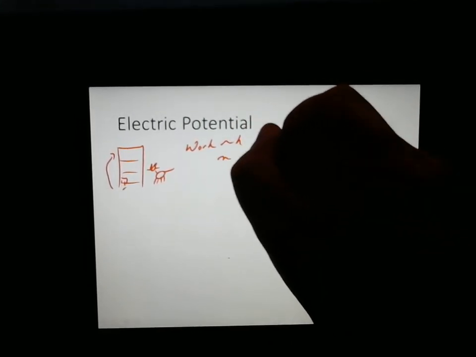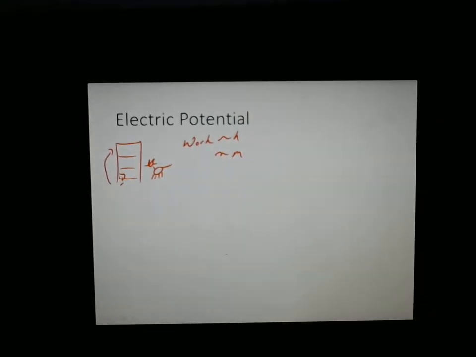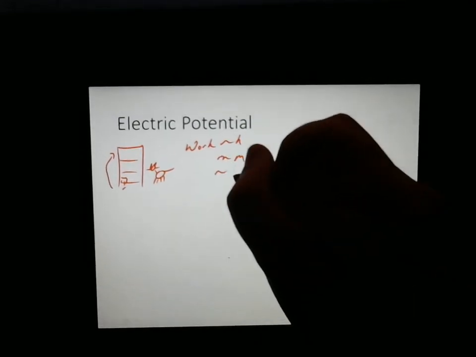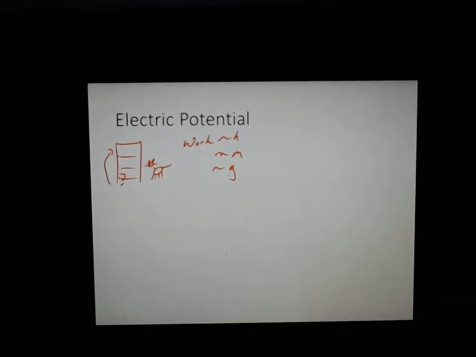It's also proportional to mass. We know this. The bigger something is, the more you've got to work. But it's also proportional to gravity. If we lift it on the moon, it's a bit easier than if we lift it here on Earth.